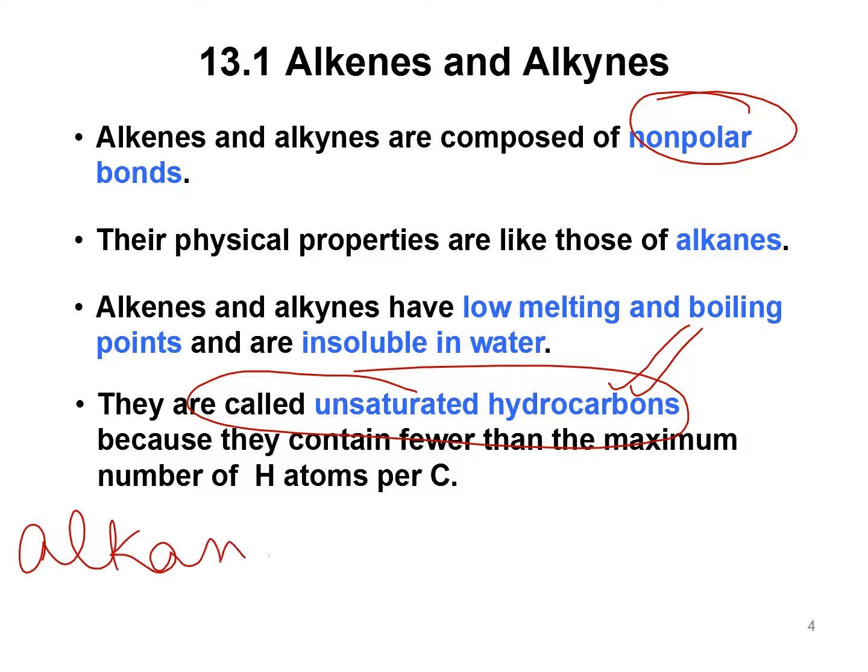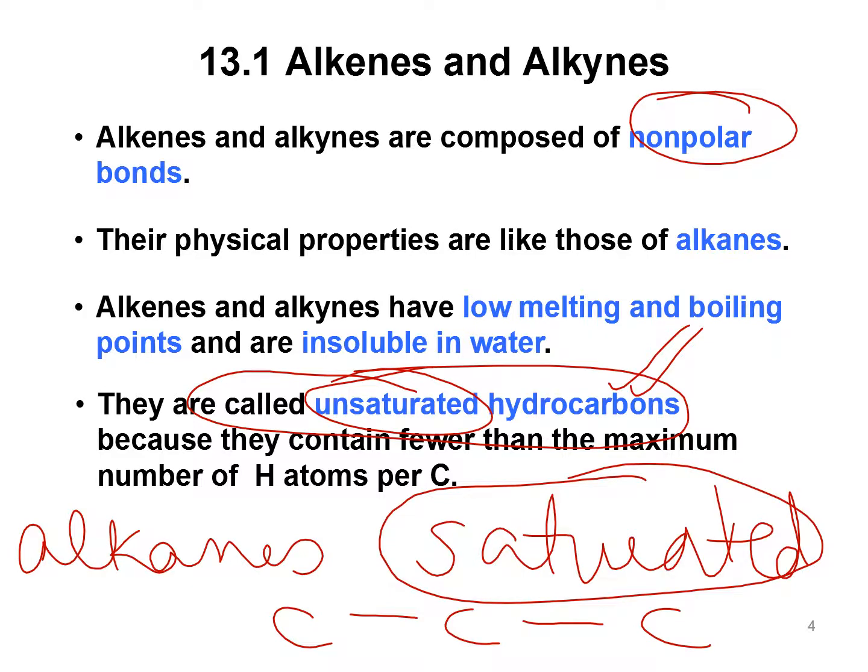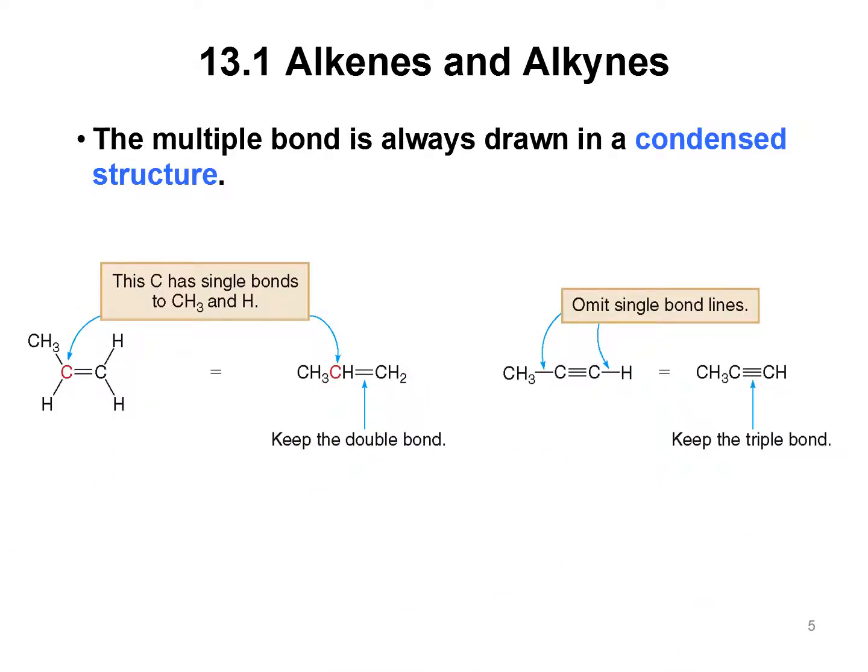Alkanes are saturated hydrocarbons, whereas alkenes and alkynes are unsaturated hydrocarbons. This is similar to saturated fatty acids and unsaturated fatty acids, and there's this whole debate on which one might be better for you. And so this is the basis. Alkanes have only single bonds, and so we call them saturated. When they have double and triple bonds, we call them unsaturated.